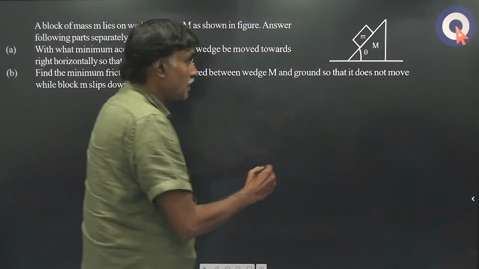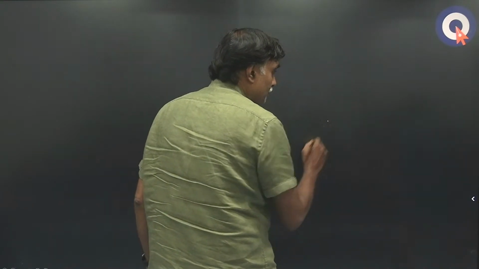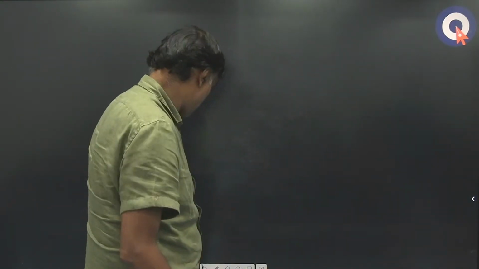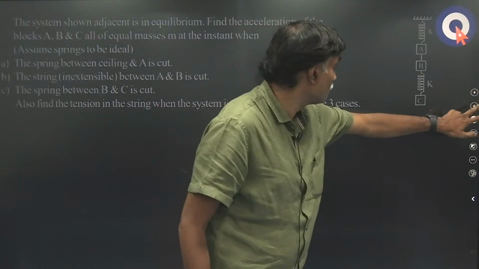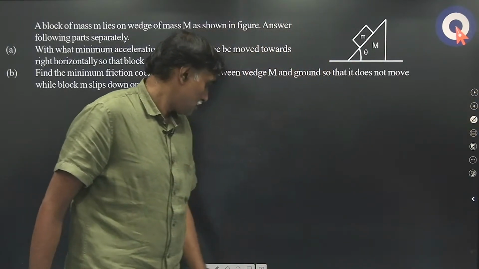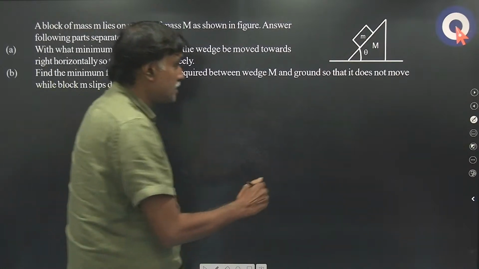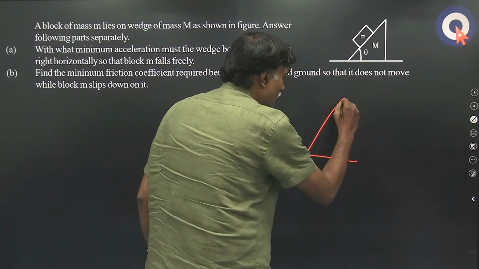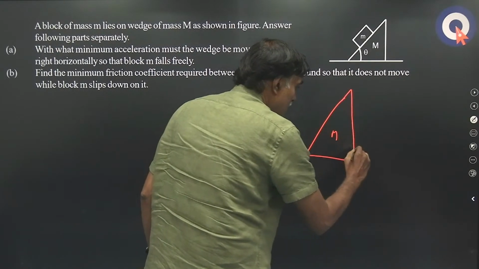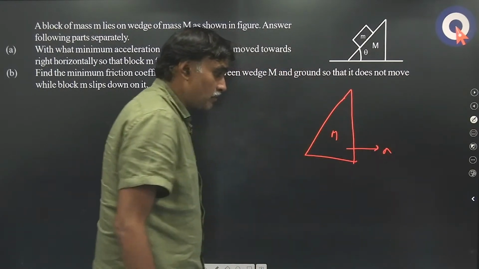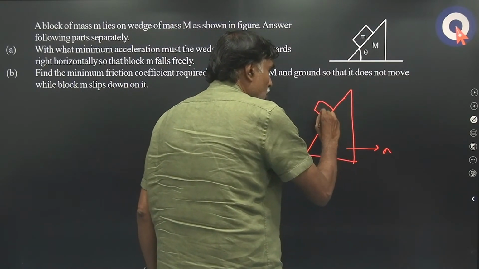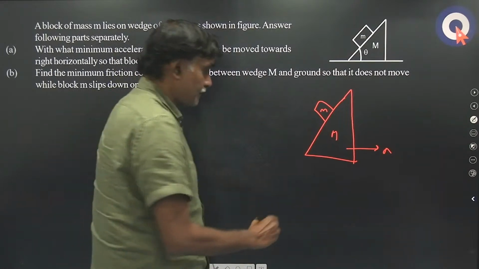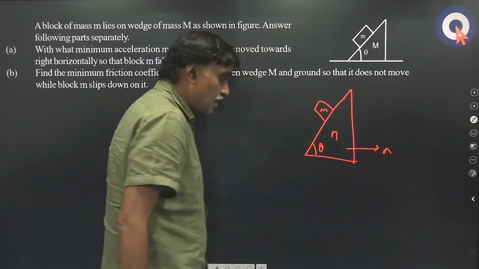Okay. So if I assume acceleration of the wedge is a towards right, then what are the forces acting on small m with respect to wedge? Because wedge is a non-inertial frame.